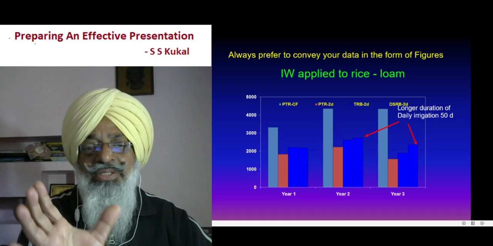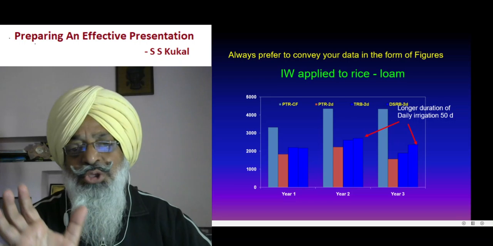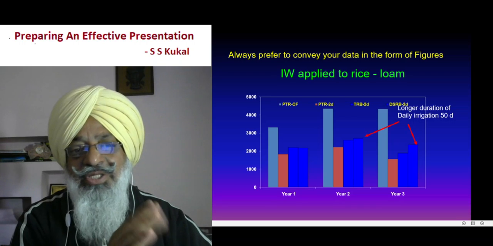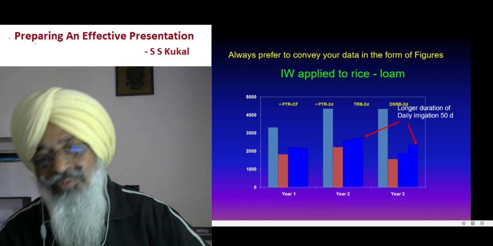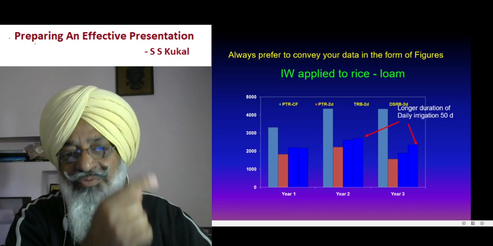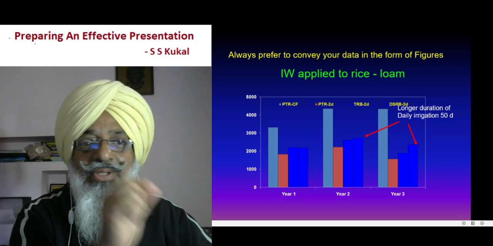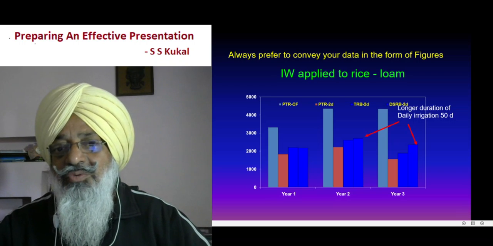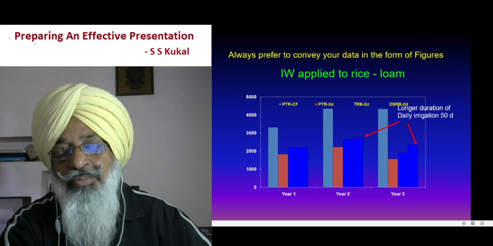Immediately the audience attending this presentation can judge that this treatment has higher irrigation water input, and this treatment has lower irrigation water. If this had been in table form, they might be comparing, okay, 33.9, then 400, then 4, this is higher, no, this is higher. So this gives you a clear picture.